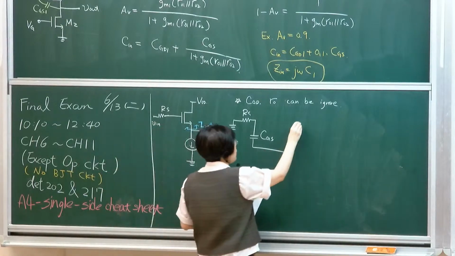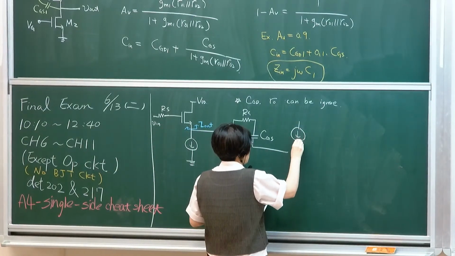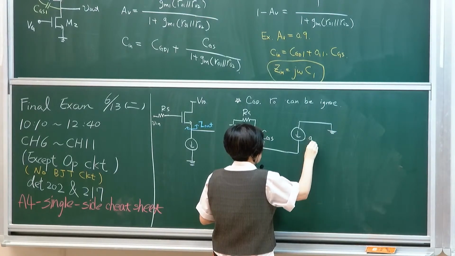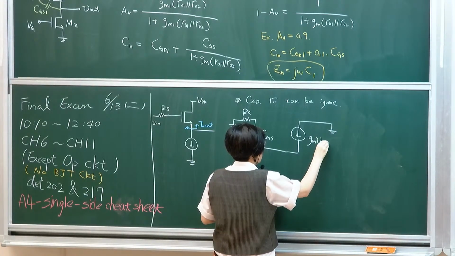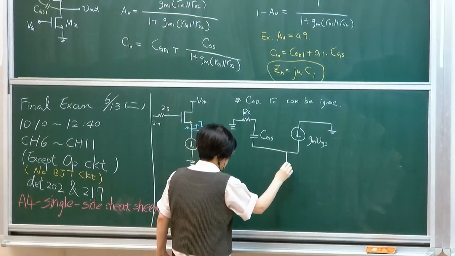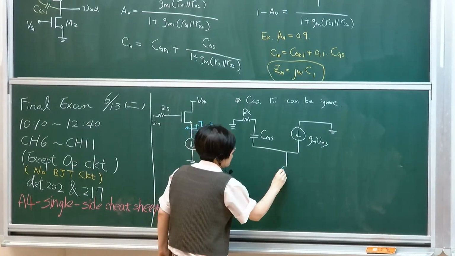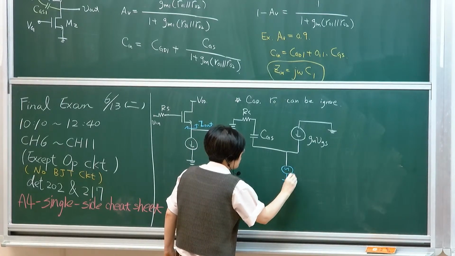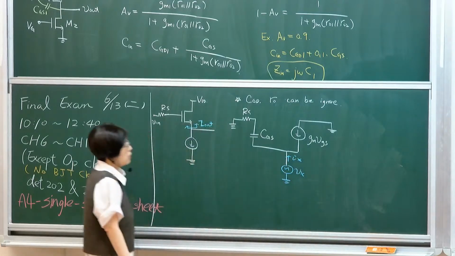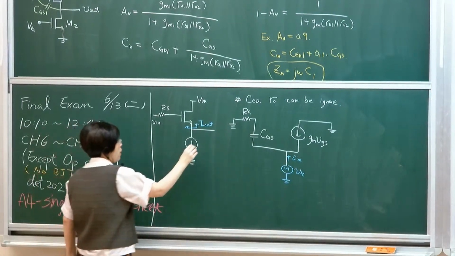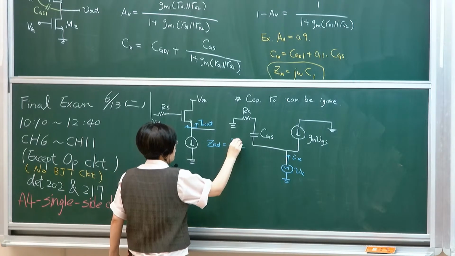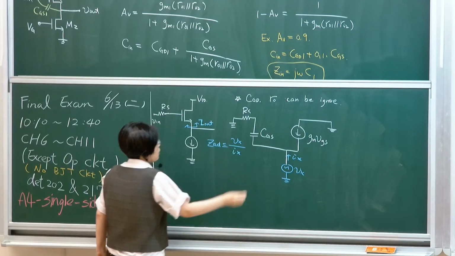So my equivalent test circuit, this is ground, transconductance, channel current. So my test circuit will be this, right? Given a test voltage, looking at the test current. By definition, ZL is Vx over Ix. Okay?